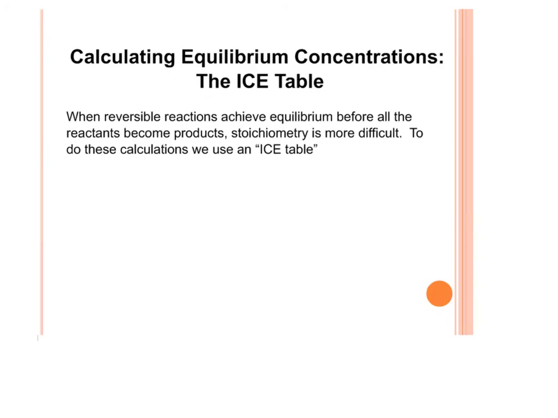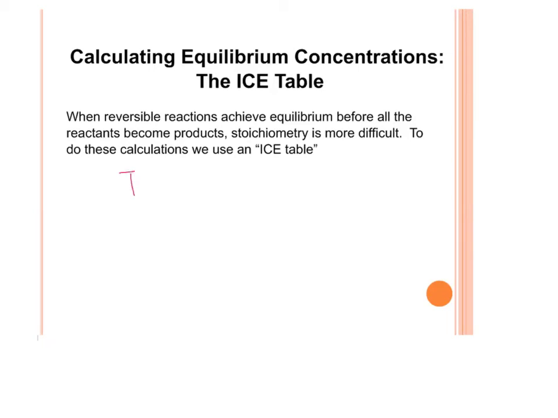So if we want to calculate equilibrium concentrations for reversible reactions, when reversible reactions achieve equilibrium before all the reactants become products, stoichiometry is very difficult to do. So we are going to do these calculations using an ICE table.